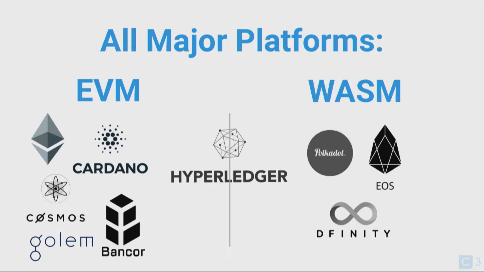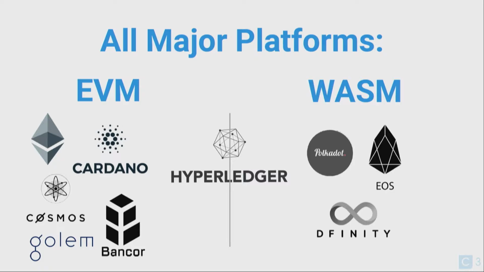All the major platforms out there are either built on EVM or WebAssembly. A little quick lesson for the non-technical folks. EVM is Ethereum's virtual machine, and WebAssembly is a web-based virtual machine that also allows compiling down to bytecode so that you can actually make dApps happen on the blockchain. So all of the major platforms are built on these 2 virtual machines. You've got the big ones, EOS, Cardano, Cosmos, Bancor, Golem. Pretty much all of the major chains are built on EVM, or this new thing, WebAssembly, which you'll see EOS and Polkadot and Dfinity.